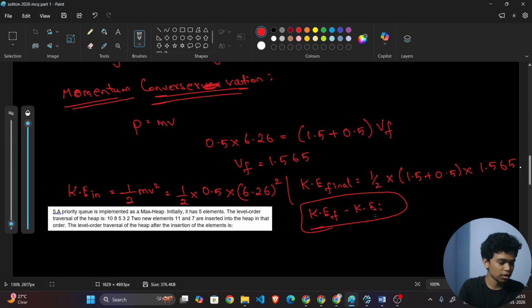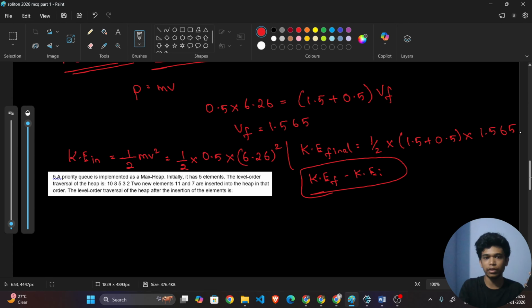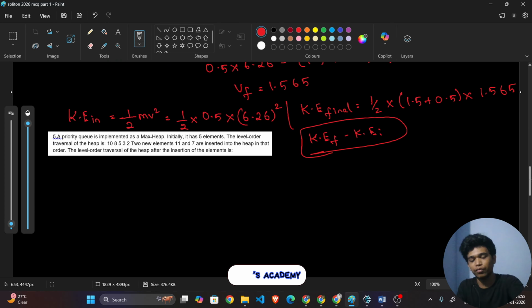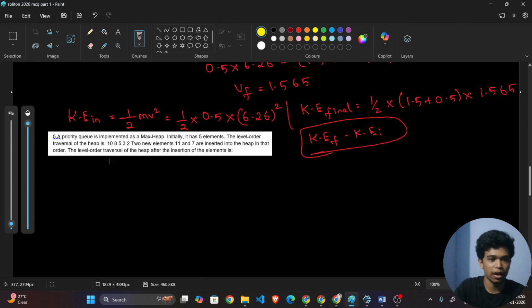Can you understand this? So by using this also you may get questions. All the formulas will be given at the top. You want to decide which formula you want to use. Okay, fine. Now see this next question.